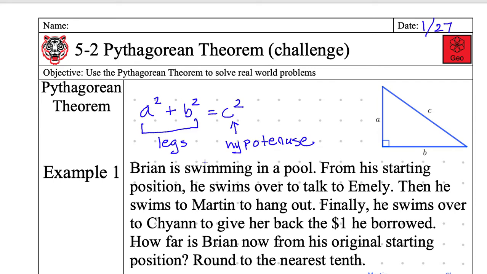Then you are doing it correctly. And by hypotenuse, I just mean the one that is opposite of the right angle, or the one that looks diagonal is another way of kind of thinking about it.